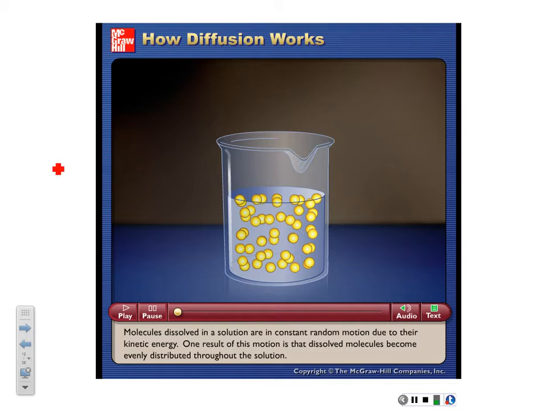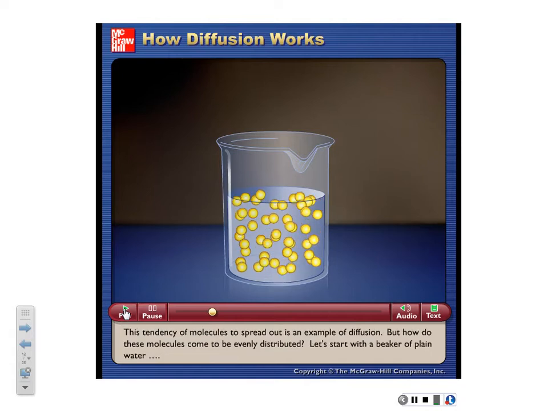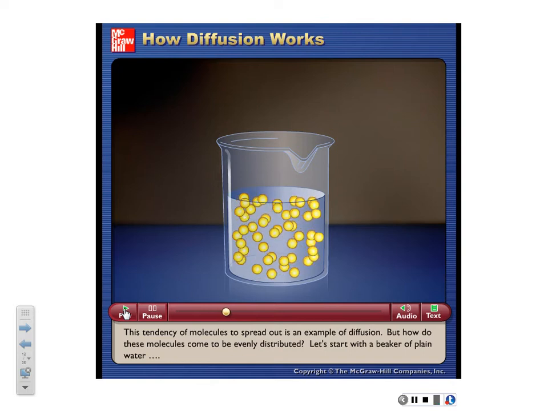It's just a simple cartoon here. Molecules dissolved in a solution are in constant random motion due to their kinetic energy. One result of this motion is that dissolved molecules become evenly distributed throughout the solution. This tendency of molecules to spread out is an example of diffusion. But how do these molecules come to be evenly distributed?